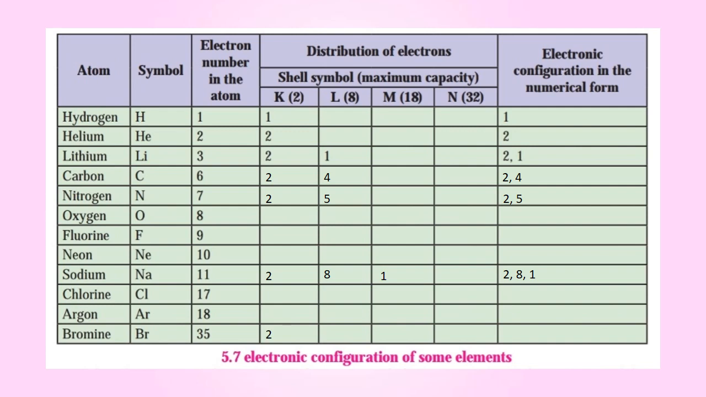Now let's do the last one, bromine. Symbol is Br and electron number is 35. So under K shell we will write 2, L shell 8, M 18 and N 7. When we sum this up, we get 35, which means we have distributed it correctly. So the electronic configuration will be 2, 8, 18, 7. The remaining you all have to do, students, try it out.